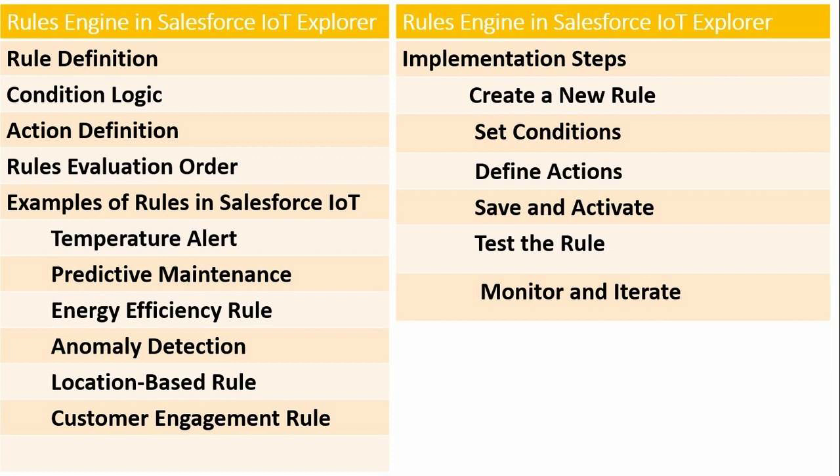Predictive maintenance. Condition. If the machine has been running continuously for more than 72 hours without maintenance. Action. Trigger a work order for preventive maintenance and schedule downtime for the machine.